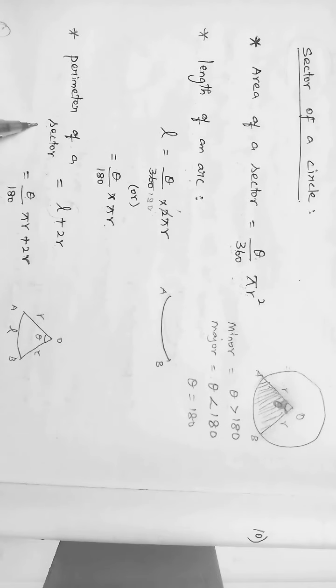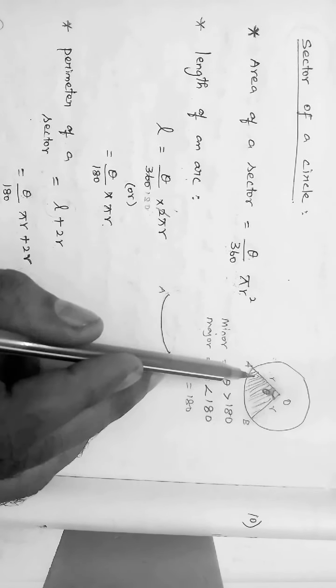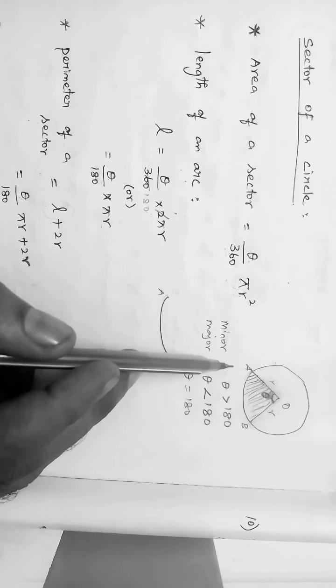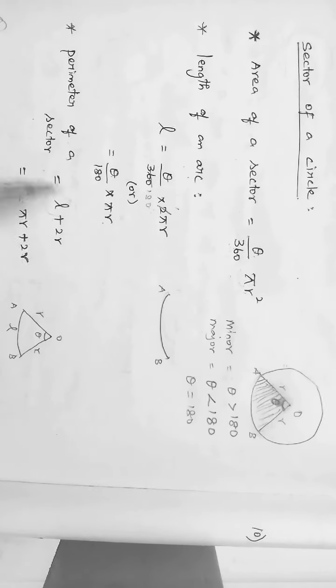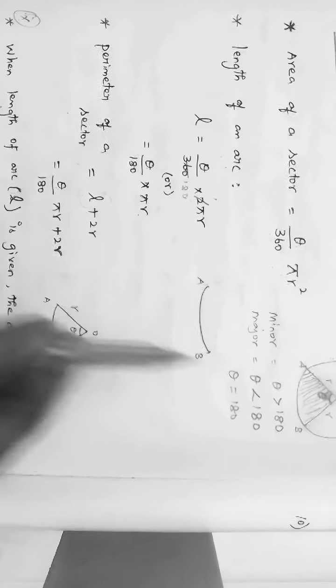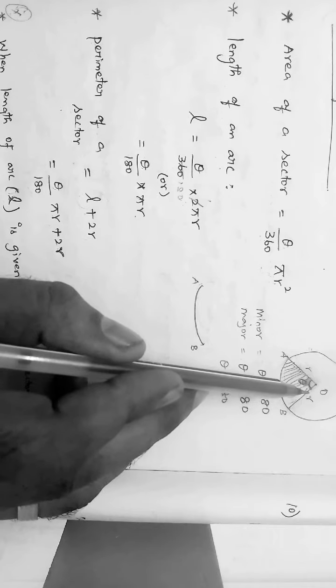Perimeter of a sector. See, arc means only by calculating this AB alone, that is nothing but the length of an arc alone. Now the perimeter of a sector. That means, which one is called the perimeter of a sector? See, that entire part, arc plus radius.